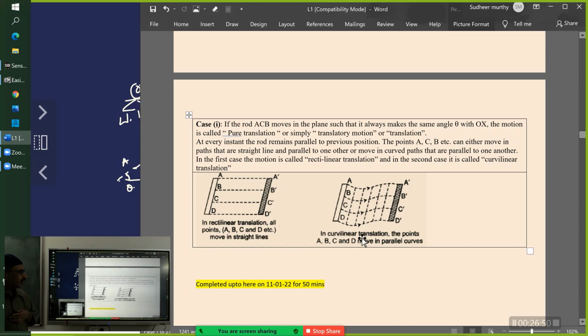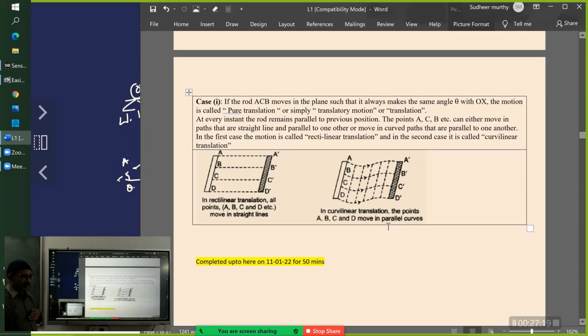Pure translation: if the rod moves in a plane such that it always makes an angle theta with OH, the motion is called pure translation. No, both are pure translation. Only thing is, I am making a distinction here. Because the lines here are parallel, the lines here are curved. So it becomes curvilinear.